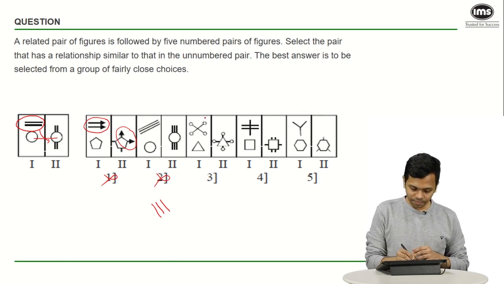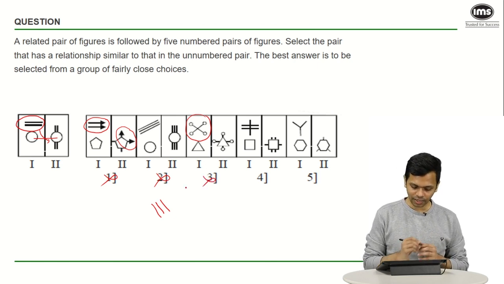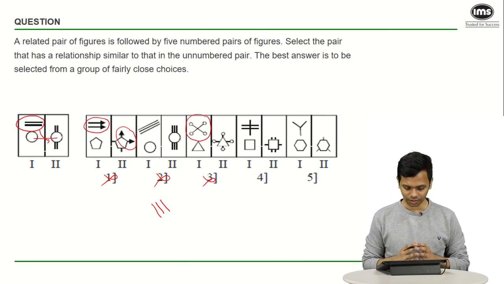When I look at 3, again the rotation of this, if you rotate it by 90 degrees, it is going to remain exactly the way it is, right? It is not going to look very different compared to what you are seeing here. And that is why I can eliminate option 3, because the lines are actually becoming perpendicular to each other.